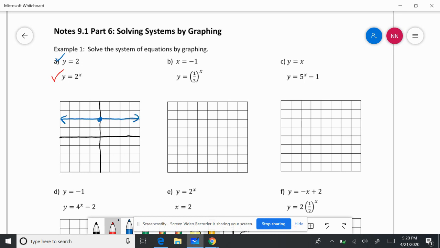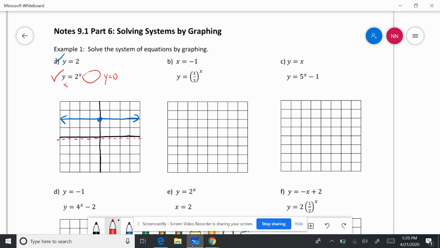Next thing I'm going to do is graph my exponential. Now with my exponential, first thing that I need is to find my horizontal asymptote. And my horizontal asymptote is whatever we're adding or subtracting. So in this case, it's 0. So y equals 0 would be my horizontal asymptote.